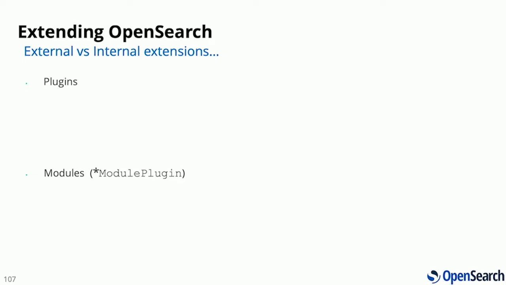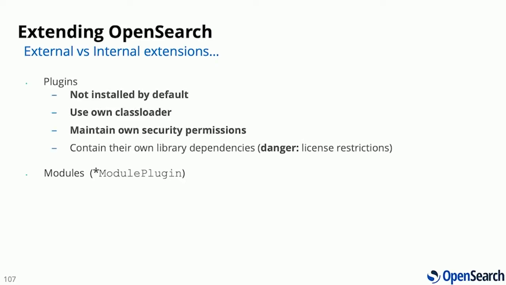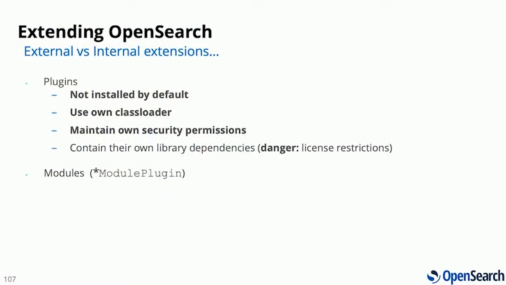Now, everything that is an extension inside of OpenSearch is a plugin, but we do kind of have this concept of 2 types of plugins. Everything's a plugin, but then we also have modules. What's the difference between the two? Plugins are not installed by default. They're optional. You have to manually install them. But what's key for whether it's a plugin or a module is all of them use their own class loaders, and all of them maintain their own security permissions through the Java Security Manager. We do know that that's deprecated, but hey, for the time being, it's still around, and we still rely on it. And then they also have their own library dependencies.